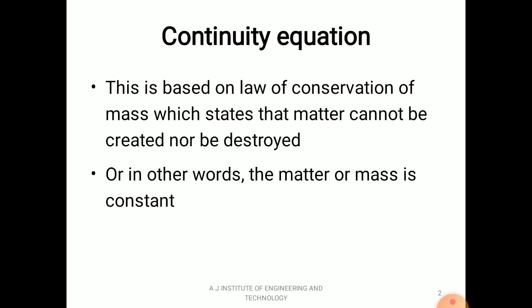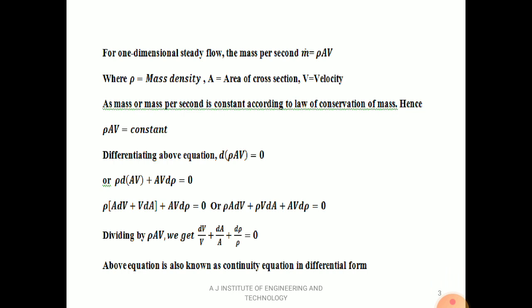So this is based on the law of conservation of mass, which states that matter or mass can neither be created nor destroyed, or in other words the mass remains constant. So we can apply this concept to one dimensional steady flow. The mass per second, represented by m dot, is given by m dot equal to rho A V, where rho is the mass density, A is the cross sectional area, and V is the flow velocity. As mass per second is constant according to the law of conservation of mass, hence rho A V equal to constant. Now let us differentiate the above equation.